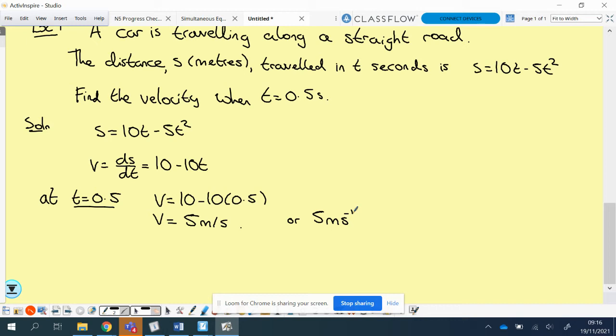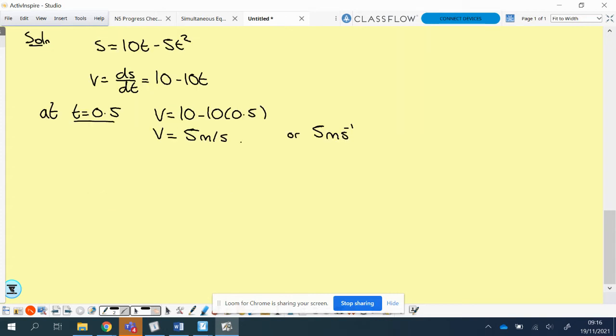Okay. Are we okay with that example? That's just a quick one to show you that to get the velocity, you just differentiate it, and then we were given a time value to put in to work out what the actual velocity was at that time. Are we okay with that? Okay, cool. We'll look at another one, and then we'll look at reversing the process.